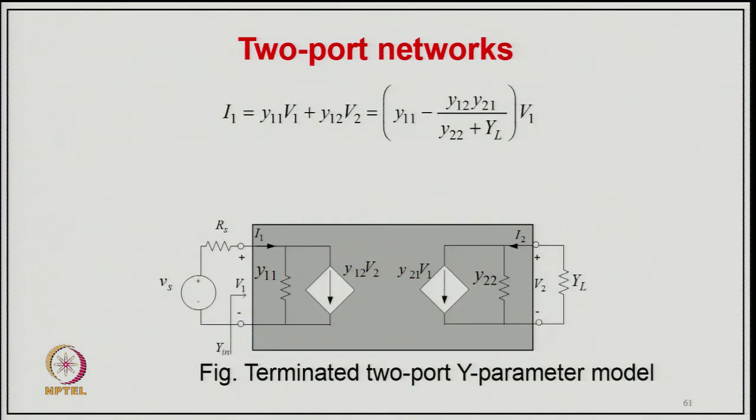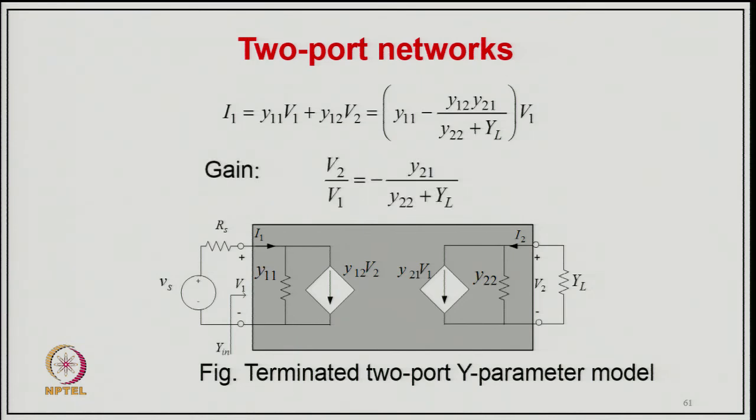And I1 will then finally be in terms of Y11 V1 plus Y12 V2, and there is only the load admittance here. So, we define everything in terms of Y1 only, that comes equal to Y11 minus Y12 Y21 divided by Y22 plus YL into V1. That represents on this side the input admittance Y1, and then the dependent voltage source coming on the second side.